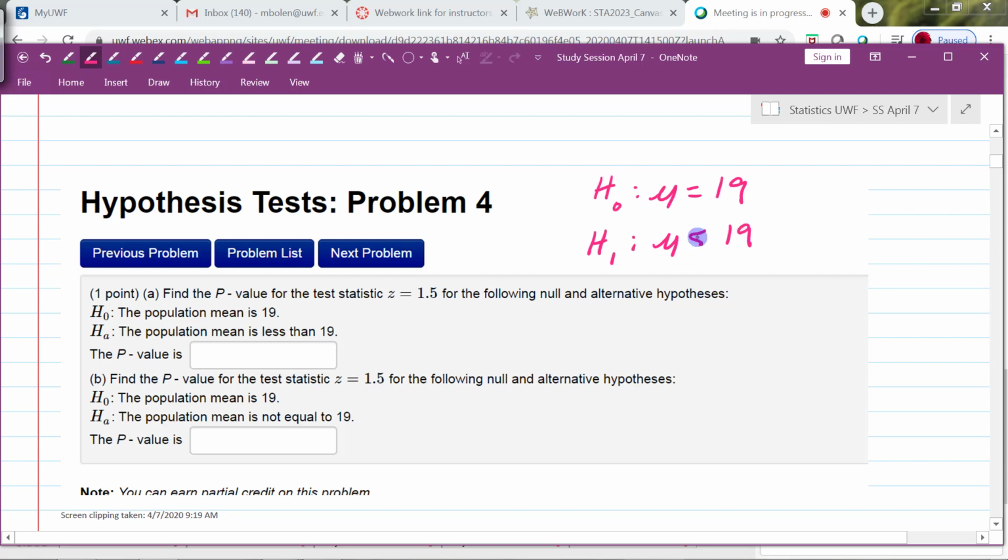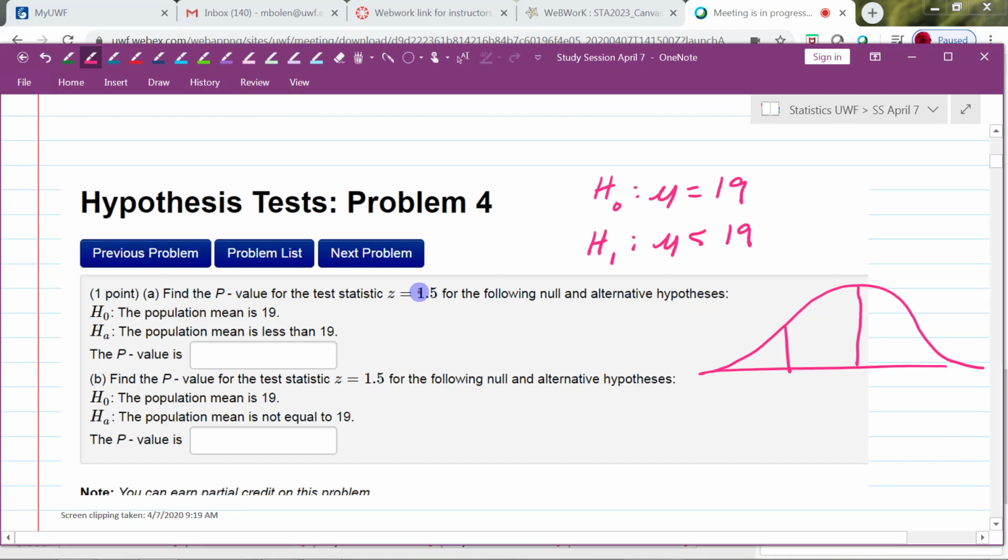This tells us it's a one-tailed test and it's a left-tailed test. And I know it's a left-tailed test because this points in the direction of the tail of interest and it's pointing to the left. It says that I have a Z statistic of 1.5. Again, I don't like this problem. I'm just going to tell you that, and I'm being recorded, which is a danger zone.